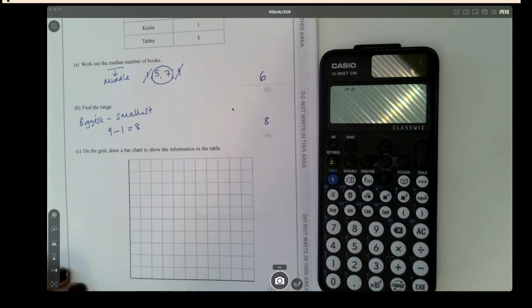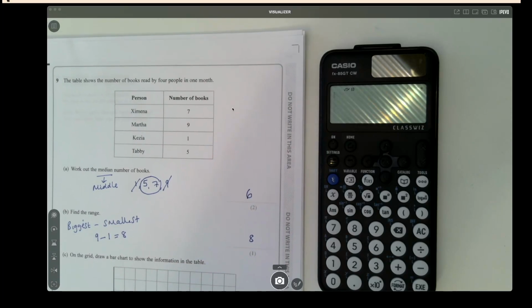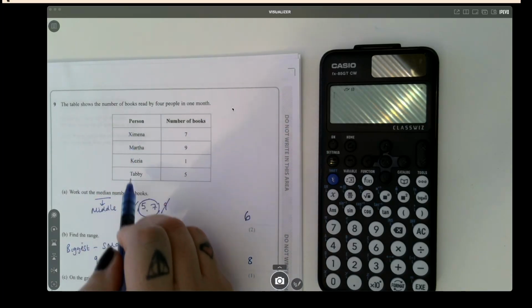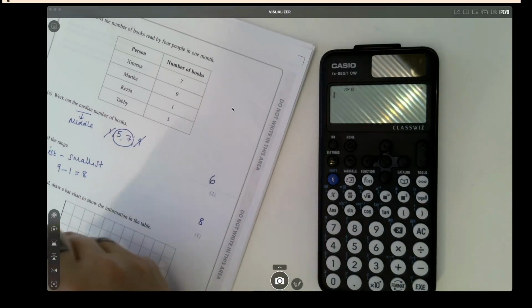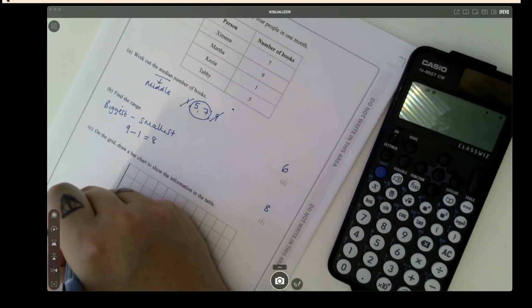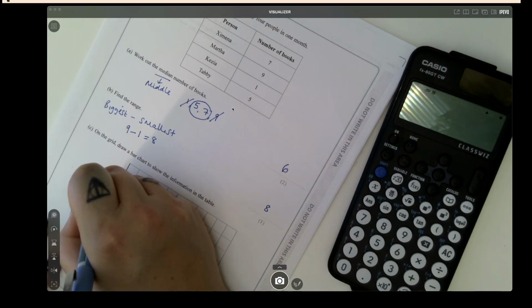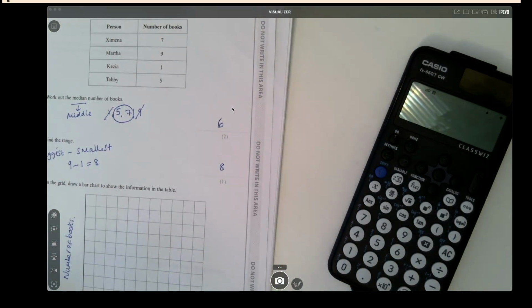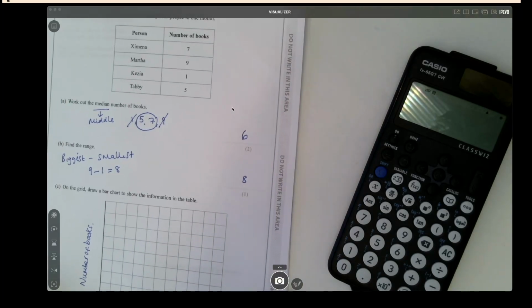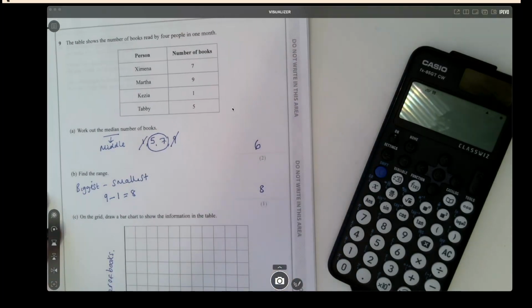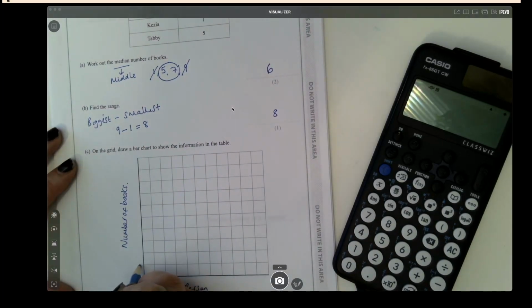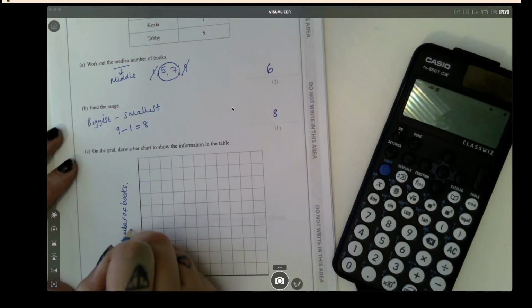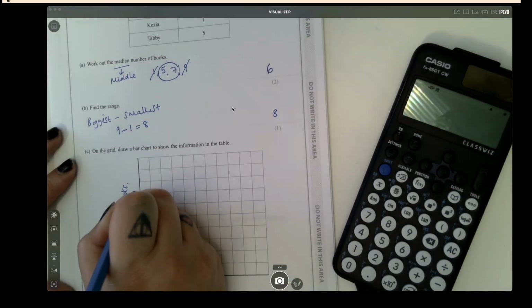Part C. On the grid, draw a bar chart to show the information in the table. So we're going to have our people here along the bottom. So this is going to be the person, and then along this axis we're going to have the number of books. Now we need to figure out a scale for this. So our biggest number is 9. We have 1, 2, 3, 4, 5, 6, 7, 8, 9, 10 squares. So each square could be equal to 1. And I would recommend you using a pencil in case you need to rub out because you make a mistake.